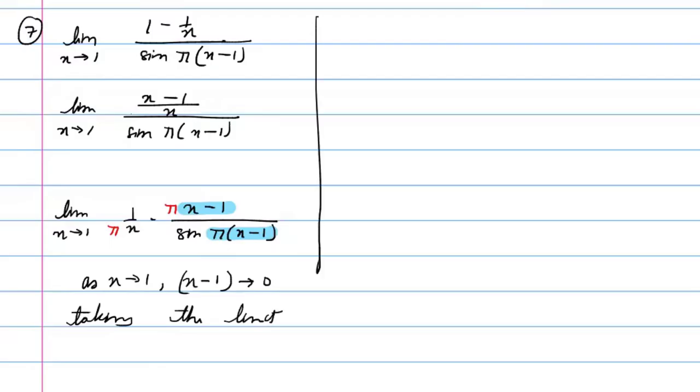So when you take the limit, what happens? This is 1, and this gives you 1. And so the answer is 1 over pi.